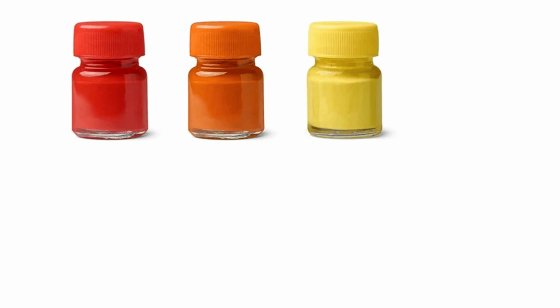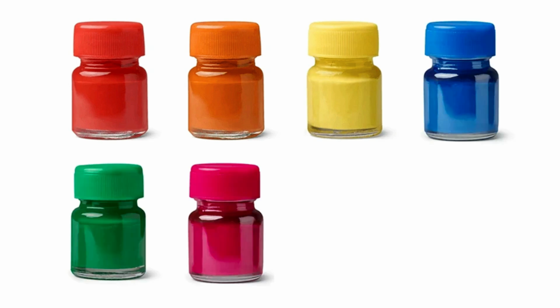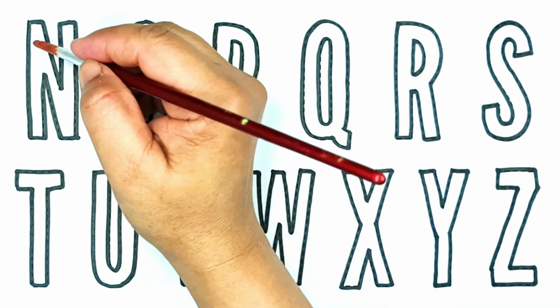Z. Let's learn some color names. Red color, orange color, yellow color, blue color, green color, pink color, purple color, brown color.